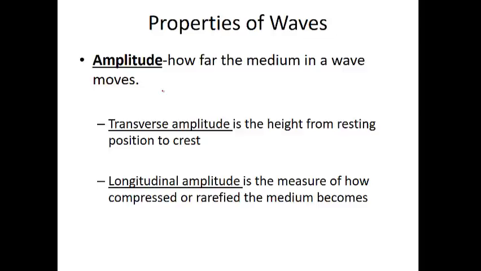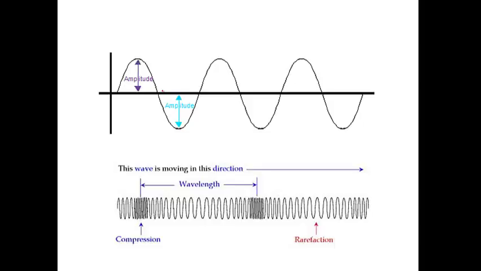And so this looks a little bit different between transverse and longitudinal waves. So let's go ahead and take a look at that. So here at the top, we have a transverse wave. So the amplitude is how high up or how far down. These two distances are usually the same. And so the amplitude you can measure either from the crest to the rest position or from the trough to the rest position.